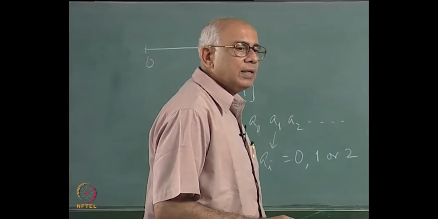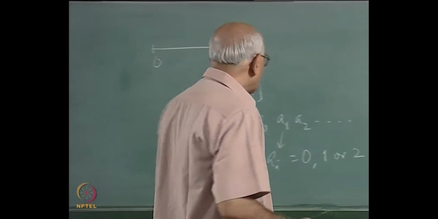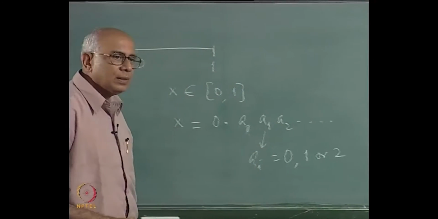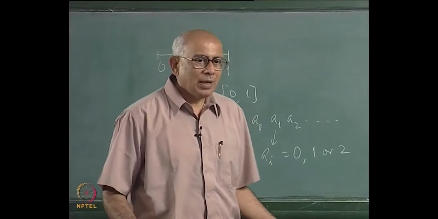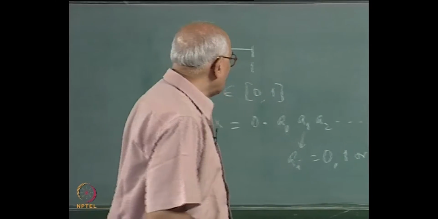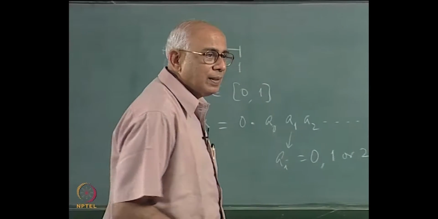Then the question asked is, suppose I consider the set of all such numbers in whose ternary expansion the digit 1 does not appear at all. It is clearly a set of numbers and I would like to know what is the fractal dimensionality of this set. How would you go about this?